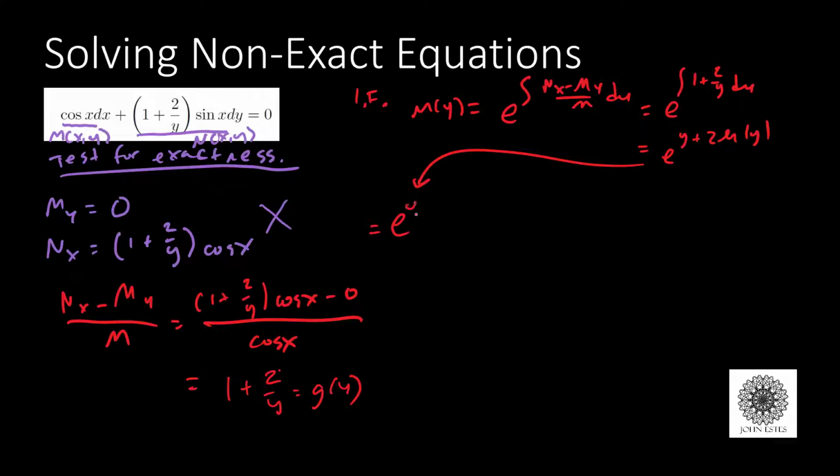That's going to be e to the y times e to the 2 ln y. And using property of logarithms, I can say that's e to the ln y squared. And so I end up with an integrating factor of y squared e to the y. So now I have my integrating factor, y squared e to the y. I take my equation and multiply everything in it by this term. So now I'm dealing with the differential equation.